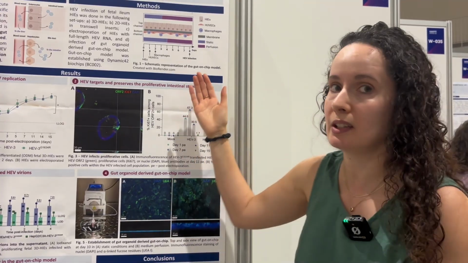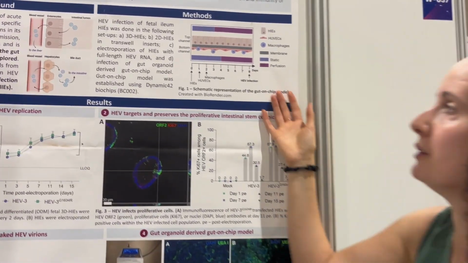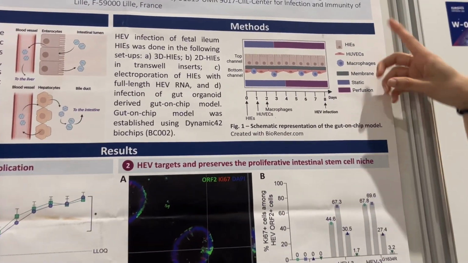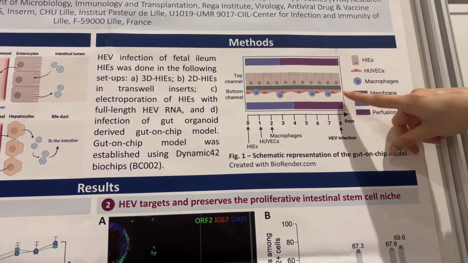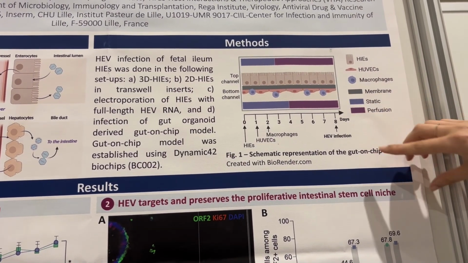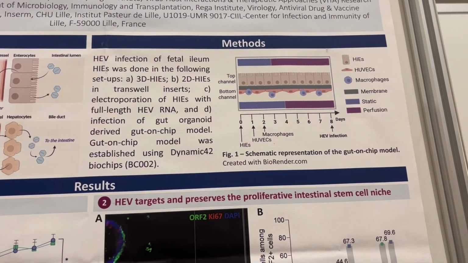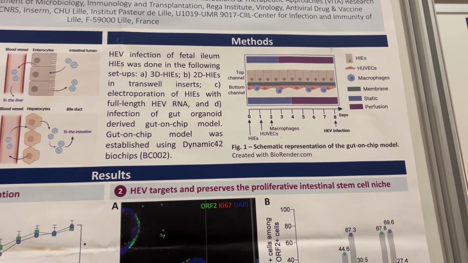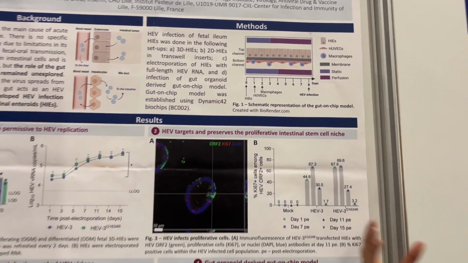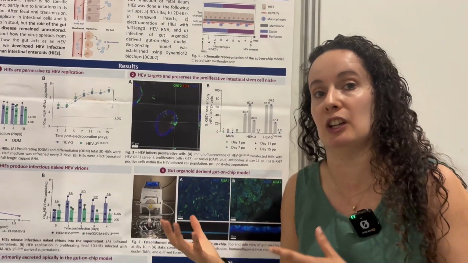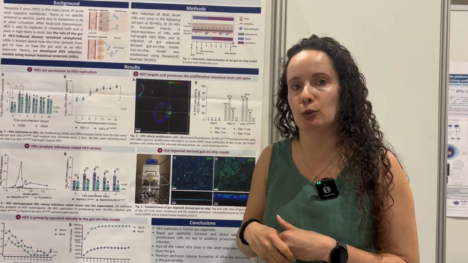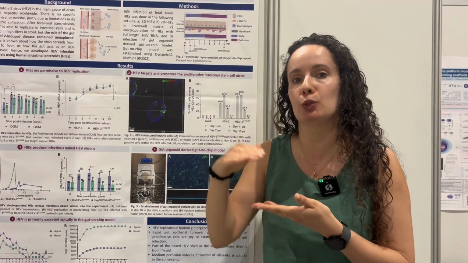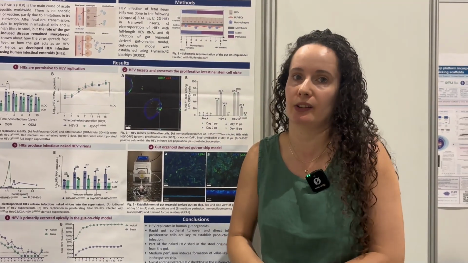Here you can see the structure of this gut-on-chip model, where we have a layer of intestinal organoid cells and then a vascular layer that is composed of endothelial cells and macrophages. We want to study the interaction between these two layers and also see if the macrophages are recruited to the site of infection or not. For this, we use Dynamic 42 biochips that allow this tissue-to-tissue interaction between the two layers.